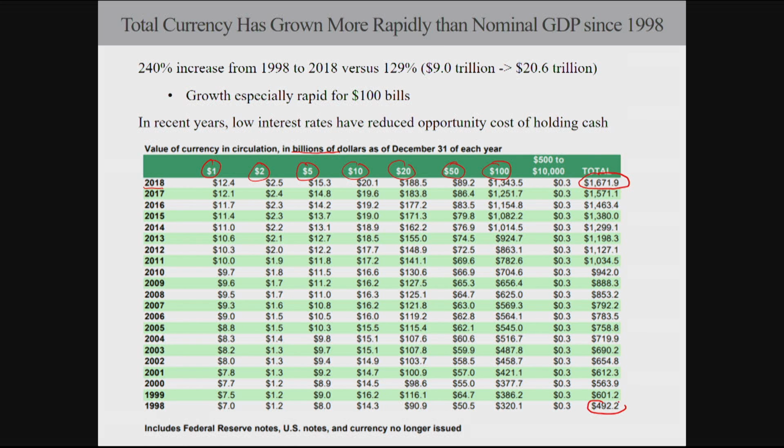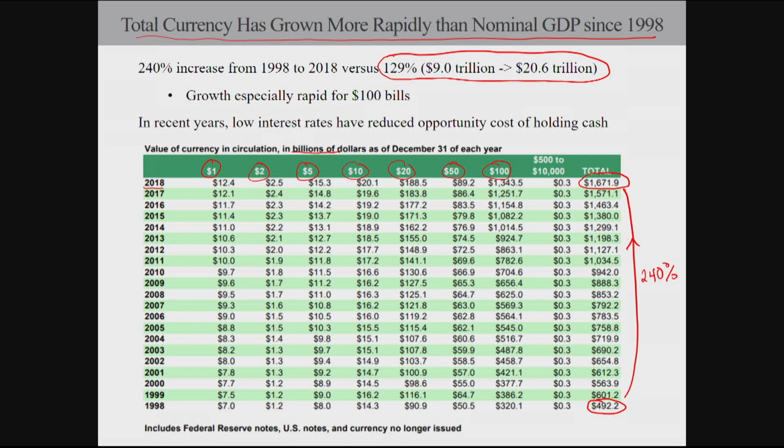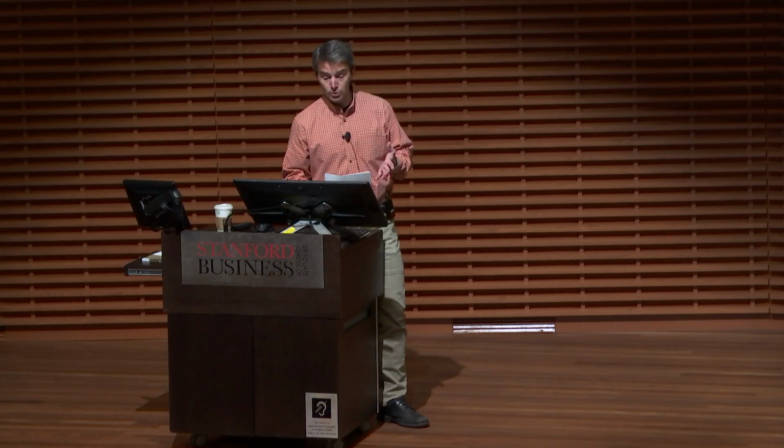Over this 20-year period from 1998 to 2018, the amount of currency in circulation grew by 240%, okay? Total currency has grown more rapidly than nominal GDP. For nominal GDP, it's been about a 129% increase, whereas for currency, it's been a 240% increase. So contrary to the prediction of some that currency was going to become less and less important in the US economy, if anything, it's become much more important.